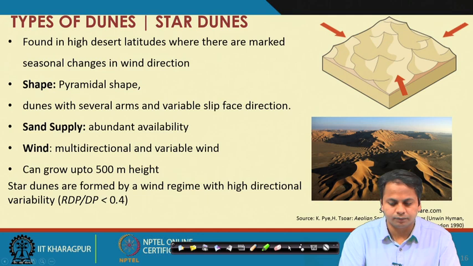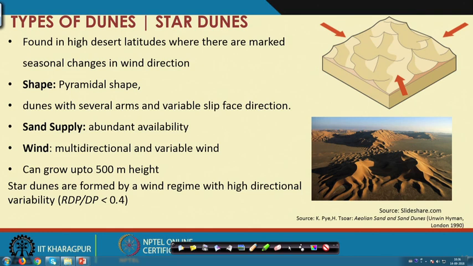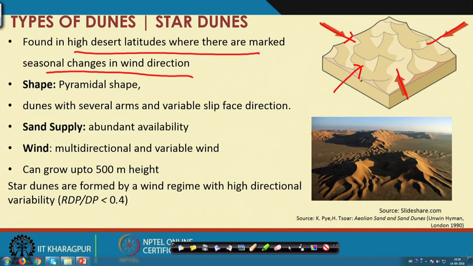Now next is the star dune. Okay. So this is found in high desert latitudes where there are marked seasonal changes in wind direction. So wind direction is changing occasionally here. So we have different wind directions. So the movement of sand, or sand drift, is in different directions. The shape is mostly pyramidal, and this kind of dune is mostly found in the desert latitudes.